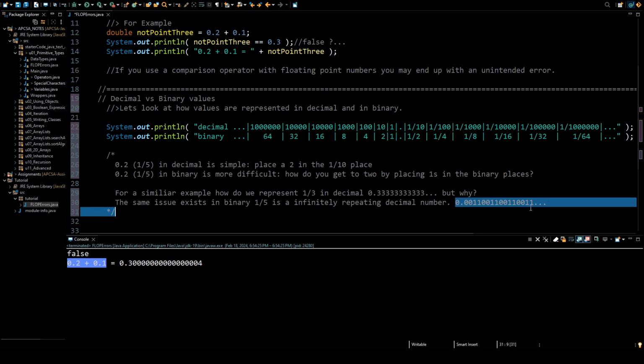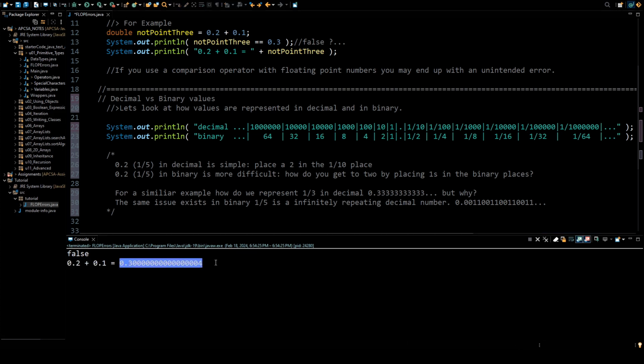It ends up with this infinitely repeating value, 0011, 0011, 0011, forever. And because the value is infinitely repeating, the computer eventually has to decide where to stop. So what we end up with is a value that's very, very close to the right answer, but with a little tacked on piece at the end because of this infinite repetition.